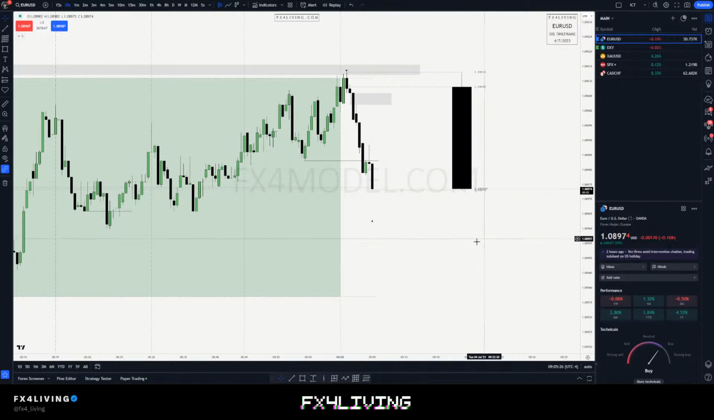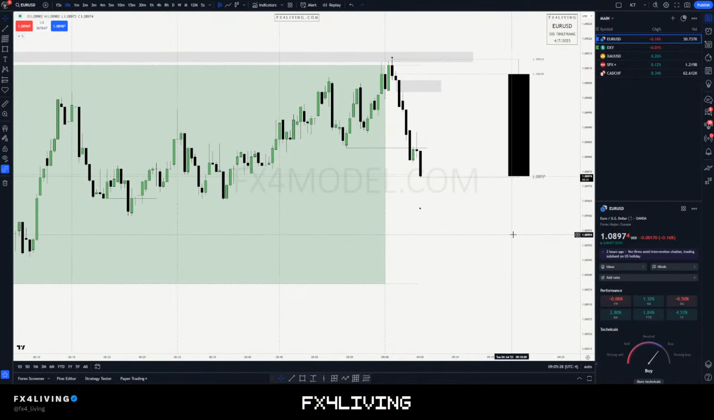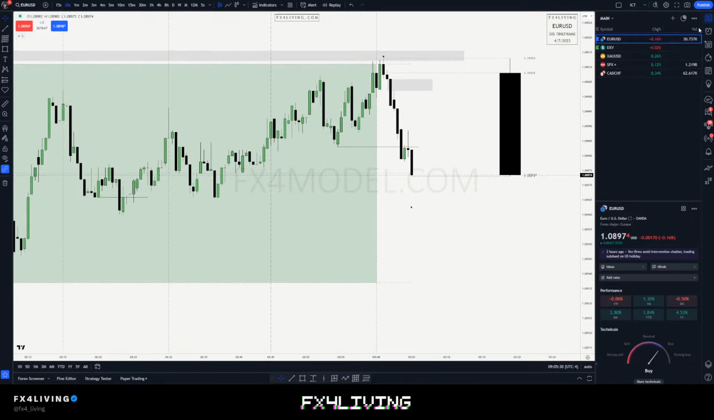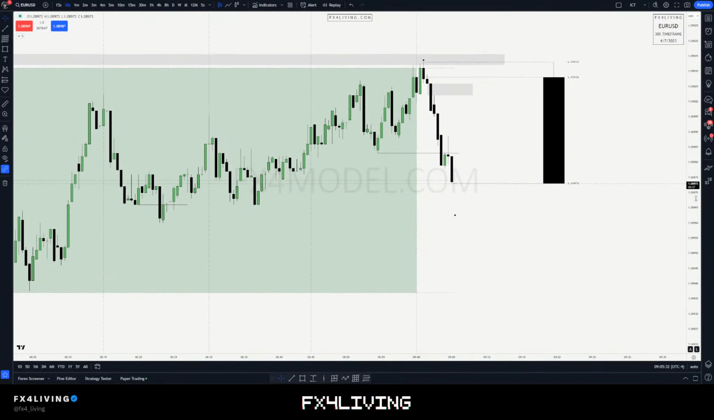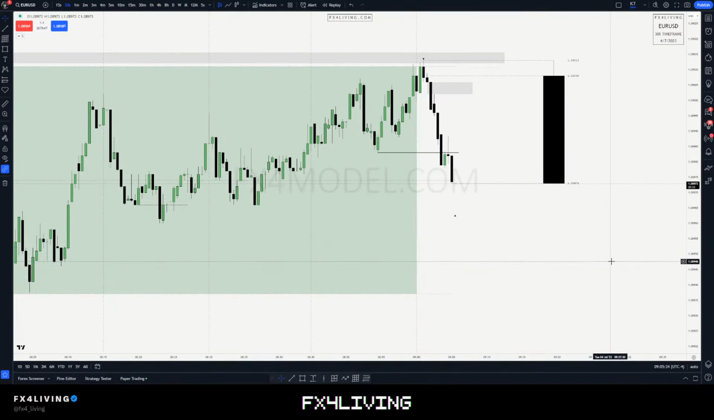But I need a breakout and all that. So I'll show you guys. I can remove that. Okay, so we are now in a discount price. They are targeting those lows here aggressively, right?